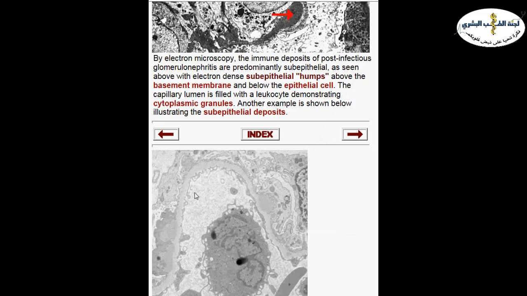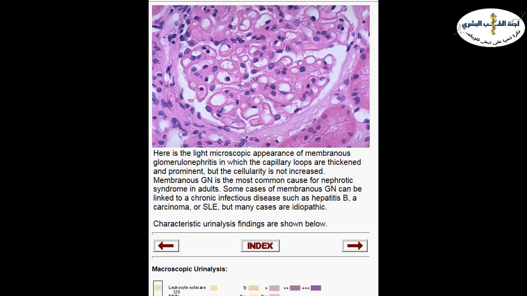At the bottom, we have another EM picture. Here we can see this is the capillary loop. These are the endothelial cell proliferation, fenestration and endothelial cell. This is the basement membrane. Again, we have here a deposit at the subepithelial side. So we have this subepithelial deposit. This is characteristic in post-infectious glomerulonephritis.